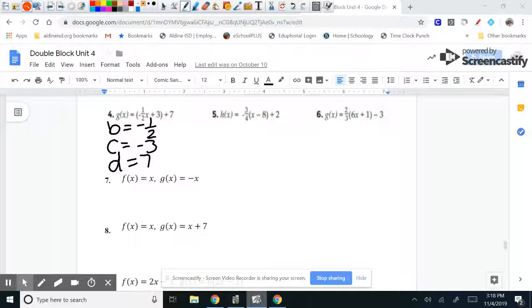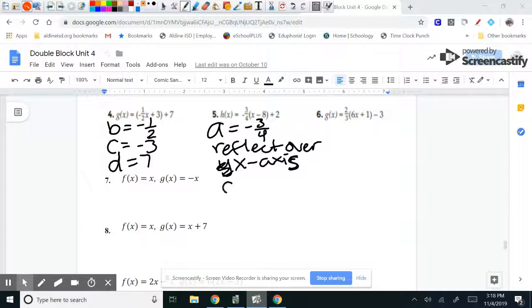We're doing number 5. This is a -3/4, and that's A. So because it's negative, it's going to reflect over the x-axis. Okay. So the C is the number that's after the X, which is a -8. We do the opposite, that's 8, and it's going to move to the right. And then it has a +2 at the end, that's the letter D, and that means it's going to move up. I also forgot, what is that 3/4 going to do? It's going to be vertically compressed.